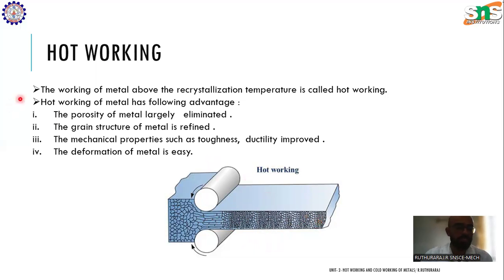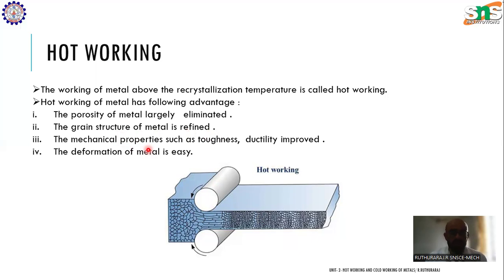What properties are enhanced, we can see. Porosity of the material is largely eliminated. These larger grains tend to leave the material porous. But when you apply heat, new grains are formed and porosity is reduced. The grain structure of the metal is refined. From larger grains, smaller grains are formed. And mechanical properties such as ductility and toughness are improved.